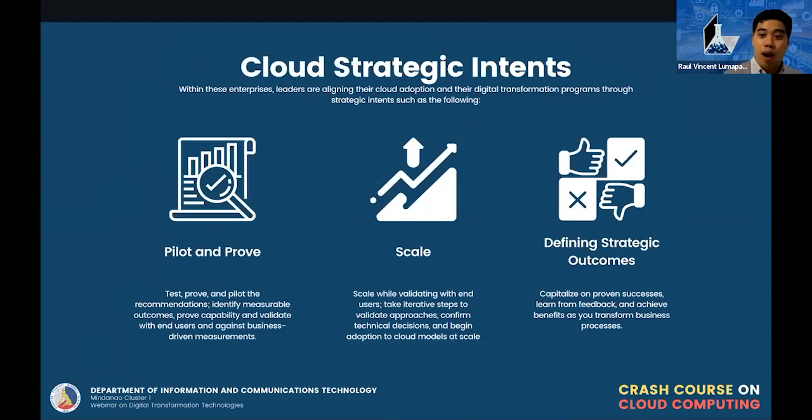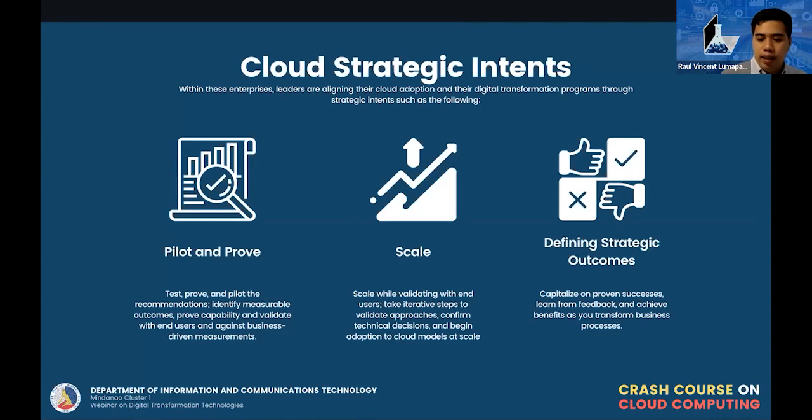Once you pilot to a very accepting subunit of the organization, identify problems and then pivot, and then prove to upper management that it is a viable solution. Then scale. Once you're able to prove that it's a valuable investment, scale, take iterative approaches or steps to validate approaches and confirm technical decisions, and begin adoption of cloud models at scale.